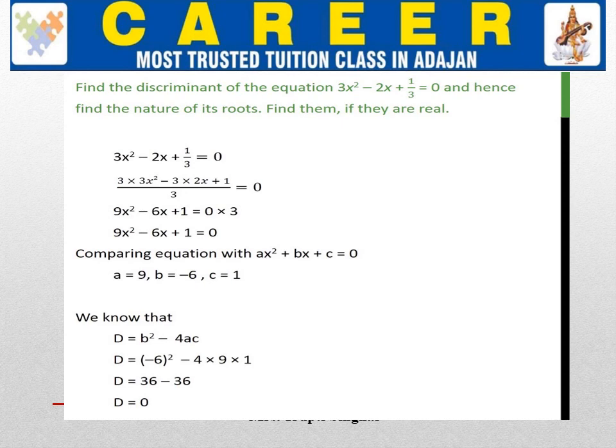In this case, you get D equals 0. That means what is the nature of roots? There are two equal real roots, or we can say one real root exists. In this case D equals 0, but if you get D greater than 0, that means there are two real different roots. If you get D less than 0, that means no real roots exist.